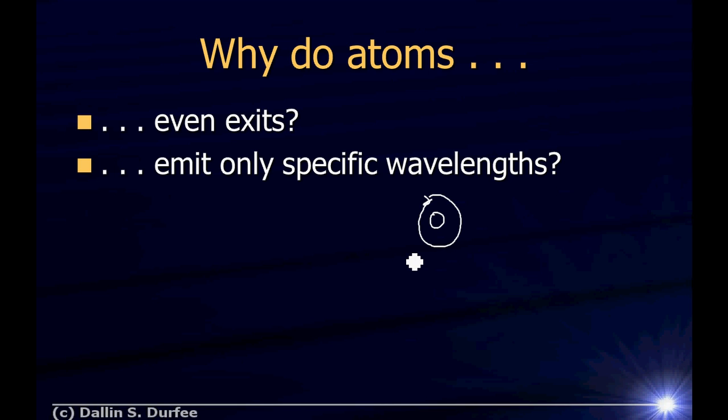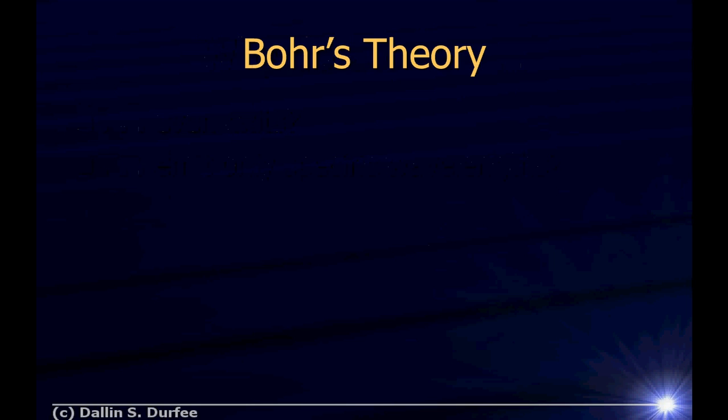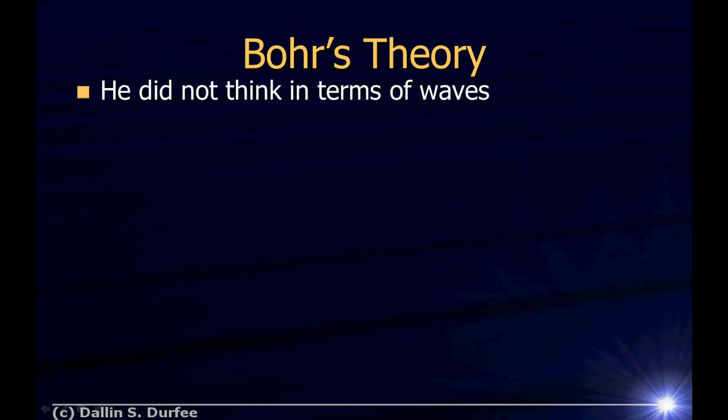All right? But it turns out atoms only emit certain wavelengths of light. If you look at the light coming from a neon sign, only certain, very specific wavelengths come out. And atoms only absorb certain wavelengths of light. Okay? But it turns out the wave nature of matter explains this. But before we get to the wave nature, let's look at Bohr's theory. Bohr didn't think in terms of waves, but he came up with an empirical way of figuring out what wavelengths of light atoms could absorb or emit.